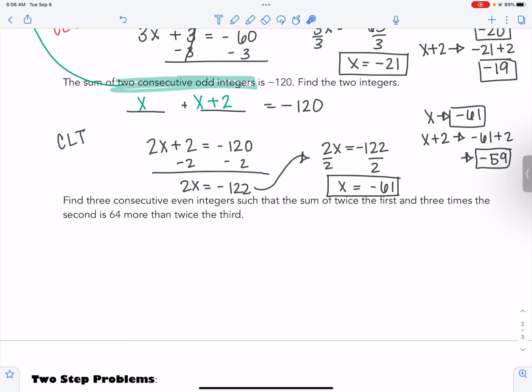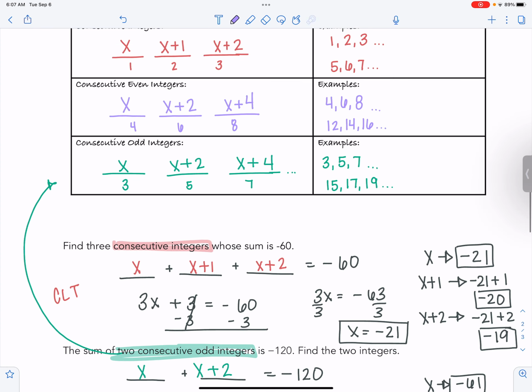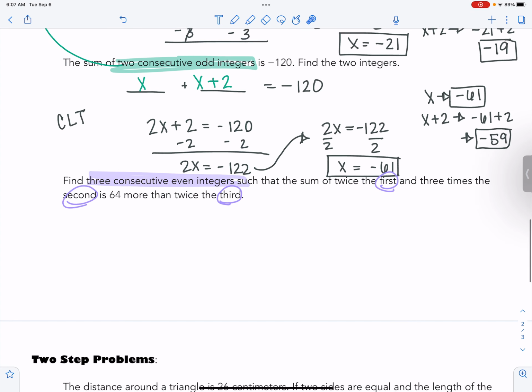The first part says find three consecutive even integers. Find three consecutive even integers such that the sum of twice the first and three times the second is 64 more than the third. All right, well, the first thing I need is that I'm dealing with consecutive even integers, and I've got three of them. 1, 2, 3. And so the consecutive even integers are going to be right here in this row. I'm going to go ahead and jot those down.